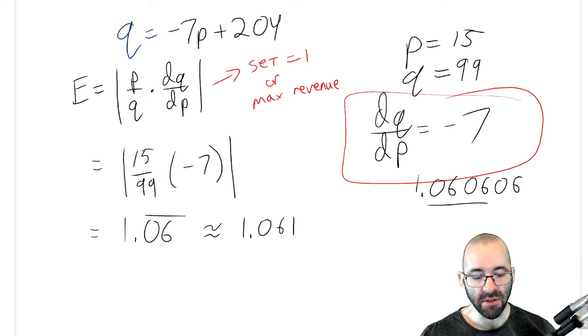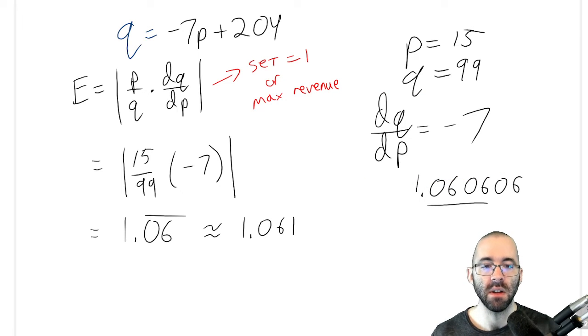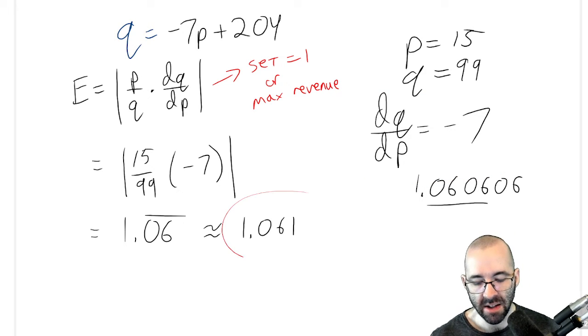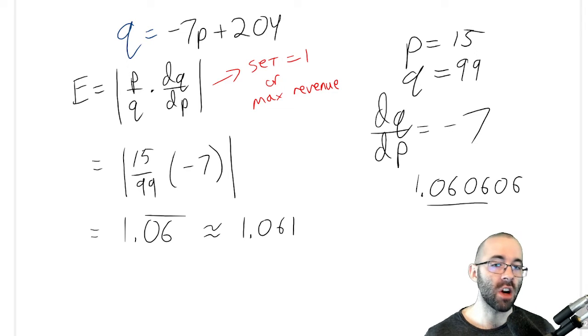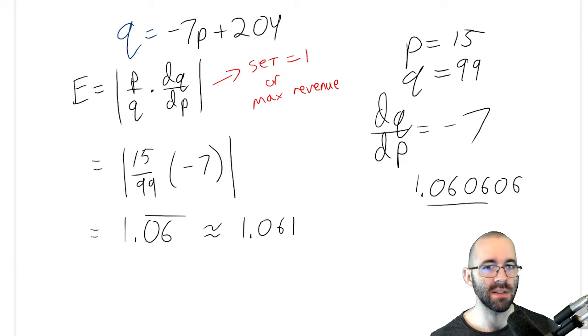Well, when we're charging $15, we have this elasticity of demand. When we're charging $15, an increase of price by 1% will decrease demand by more than 1%. That's going to be bad for us. So we do not want to increase price. But it's kind of close to 1. So we think we should decrease price, but maybe only decrease price by a little bit. Maybe our answer is like $13 or something like that.